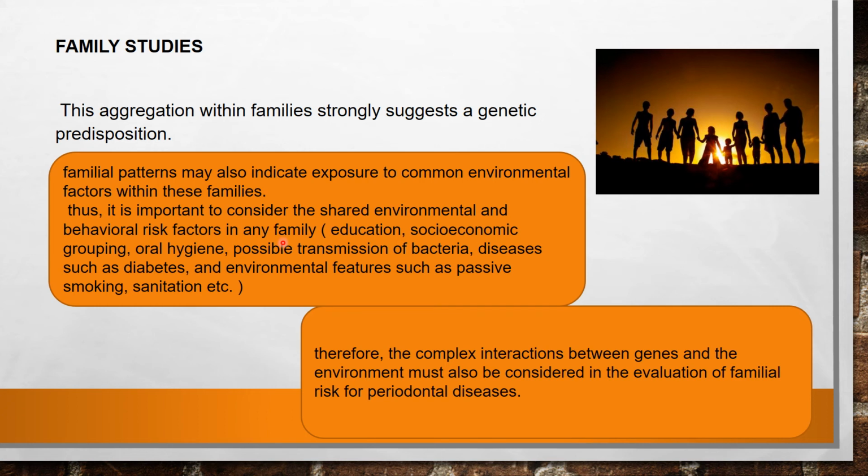For example, education, socioeconomic status, oral hygiene, possible transmission of bacteria, diseases such as diabetes, and environmental features such as passive smoking, sanitation, etc. Therefore, the complex interaction between the genes and the environment must also be considered in the evaluation of family risk of periodontal diseases.